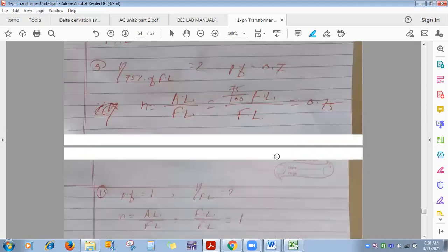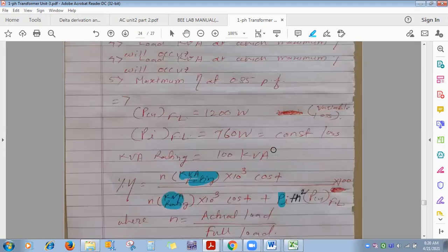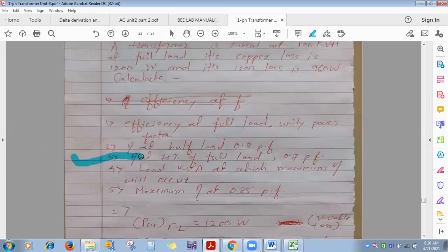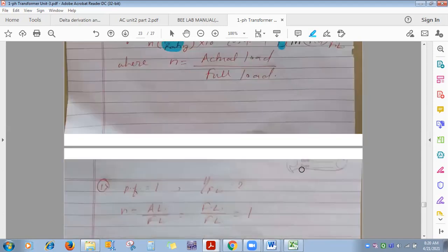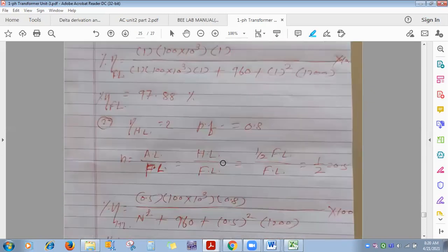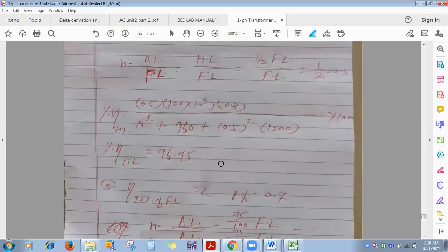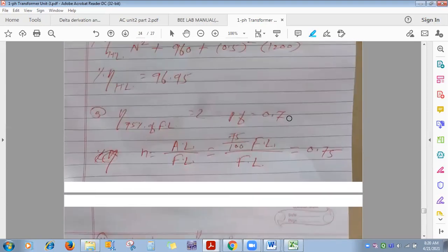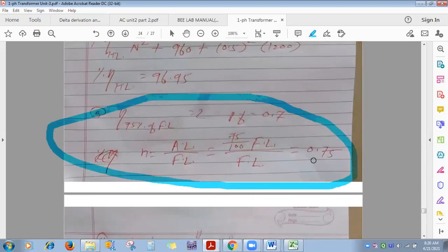Next one, see. Calculate the efficiency at 75% of full load when the power factor is 0.7. So, 75% of full load. See here, this one. N is the actual load upon full load. Load is how much? 75% upon full load. Full load will cancel and you will get 0.75.